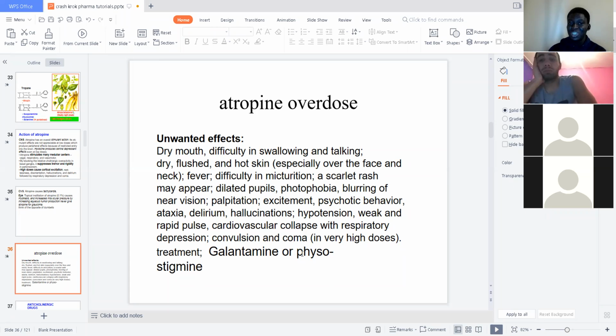So I remember this question came out in my krok. So they gave us a patient, and the patient had all the symptoms listed here. So they asked us, what is going to be the treatment? So the treatment was physostigmine, and the mechanism of physostigmine is anti-cholinesterase. So it blocks the action of cholinesterase.